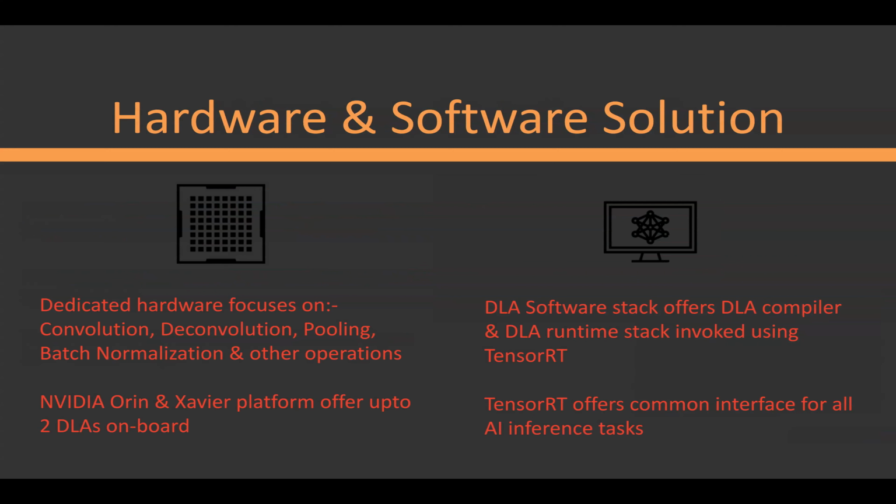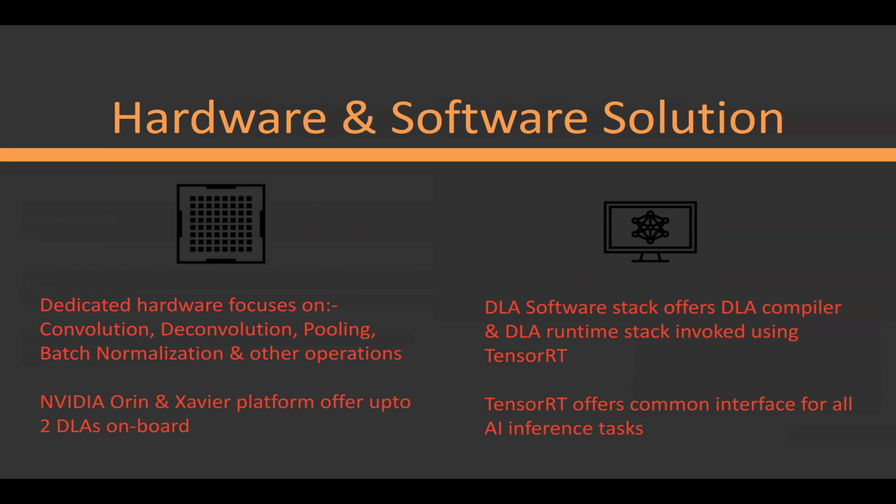So, coming on to the hardware as well as the software level support that DLA offers. DLA hardware is specifically designed while focusing on convolution layer, deconvolution layer, pooling layer, batch normalization layer, and a lot of other operations as well. And you can find this specific hardware accelerator on board on the NVIDIA Orin as well as the NVIDIA Xavier lineup of the Jetson devices. And more generally, they have up to two DLA cores on board.